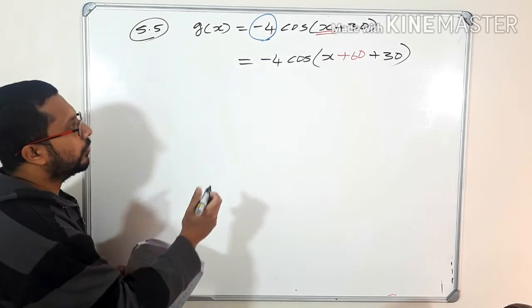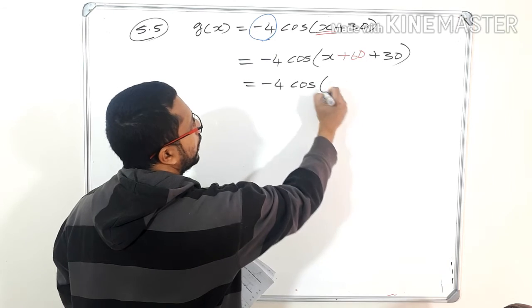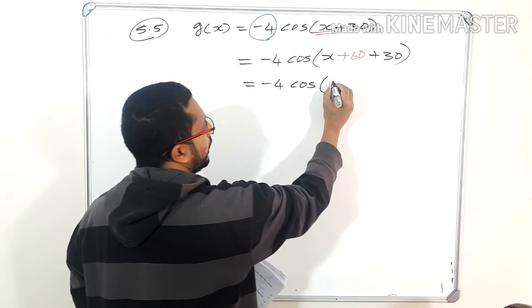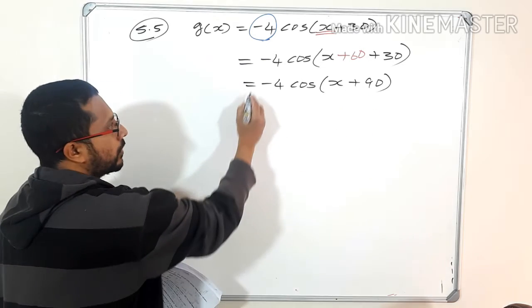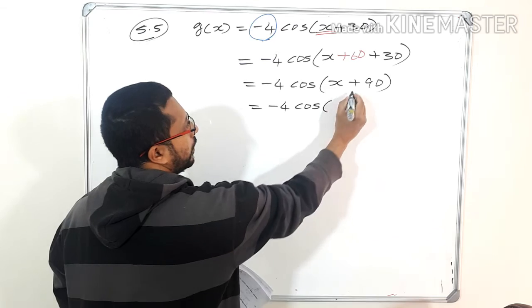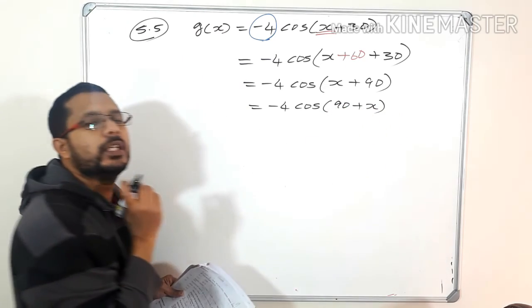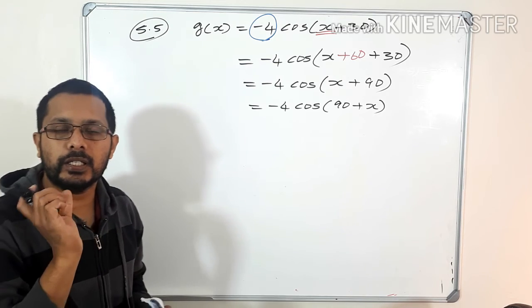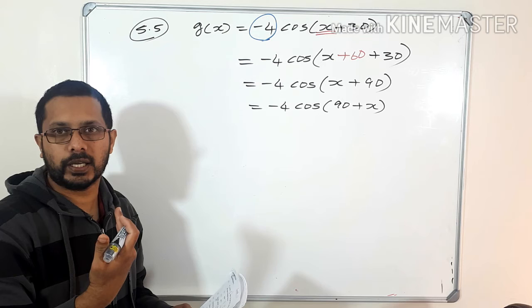So now what is this equation? Minus 4 cos of x plus 60 plus 30, that is 90, that means x plus 90. So this one is minus 4 cos of x plus 90, you can write it as 90 plus x. 90 plus x means in which quadrant? 90 plus x means the second quadrant.